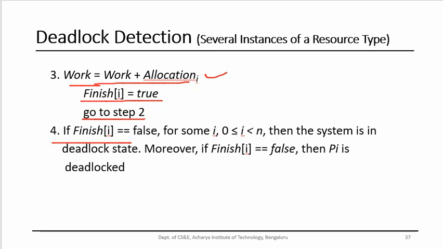If there is some finish of i which is equal to false, that means the system is in deadlock. And suppose finish of 0, finish of 1, finish of 2 is equal to false, then these are the three processes which are deadlocked. Okay, this is about the algorithm. If you have not got it, now I will take an example and explain the algorithm.